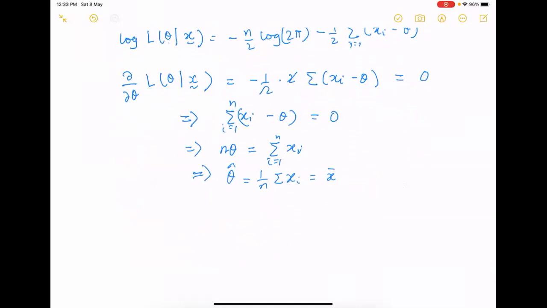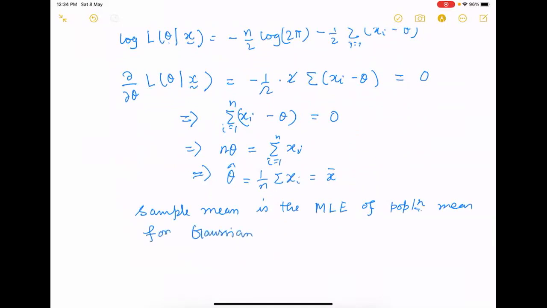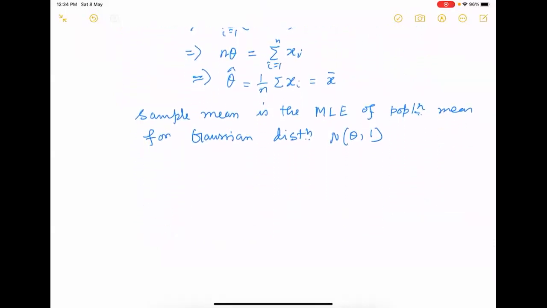Therefore, the sample mean is the MLE of the population mean for the Gaussian distribution, particularly this type, when you know the variance. You can do it for sigma square also, and I'm leaving it for you. I assign that to you.